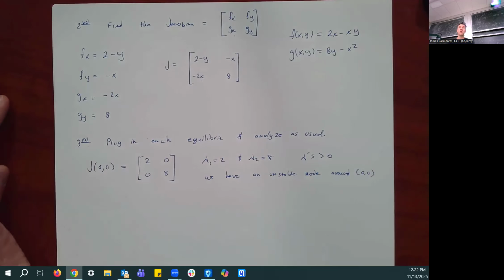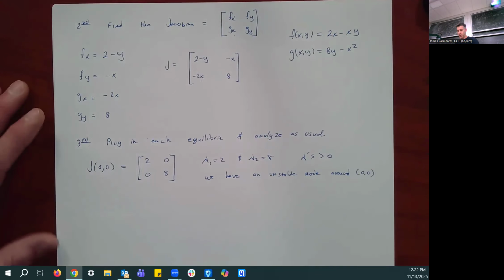Alternatively, if you prefer, you could say the trace is 10 and the determinant is 16, and you're in unstable land and you can compare the values. See, that's already too much work. I don't really want to compare those values to see if I actually have a spiral or a node. I don't like doing that work personally. All right, let's look at the other two.